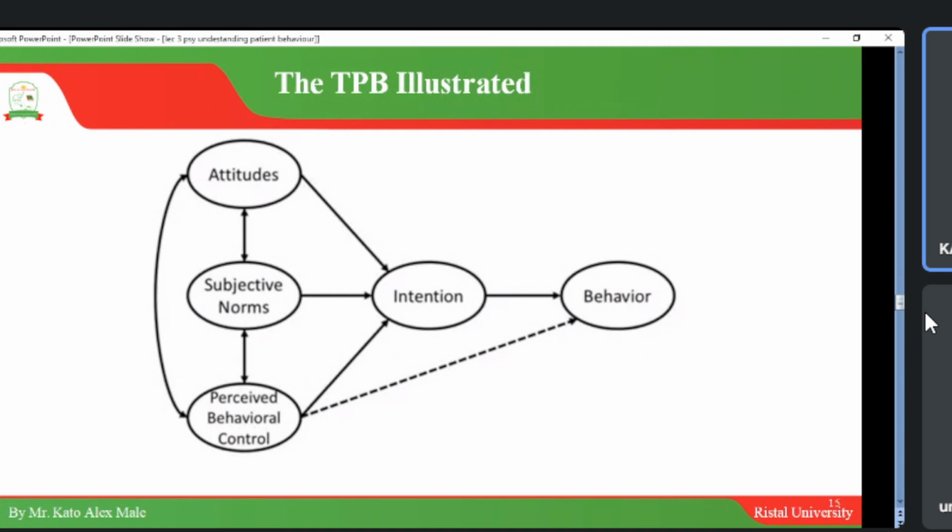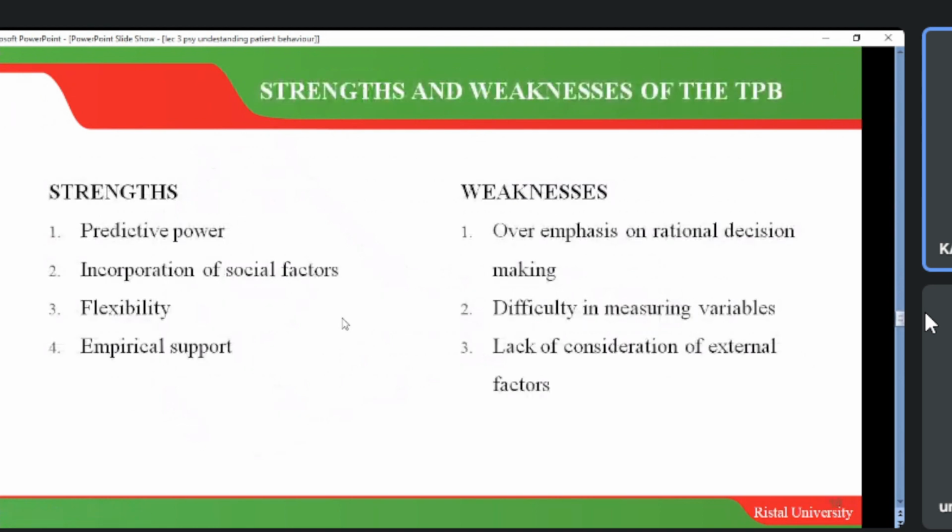Then the advantages. We find out that this theory has a stronger predictive power whereby it can predict behavior. We can use it a lot to predict how patients behave. Then another strength is that it incorporates social factors. It combines a lot of things to do with who the people around you are, and what things you do every day. You get it? Who are the people?